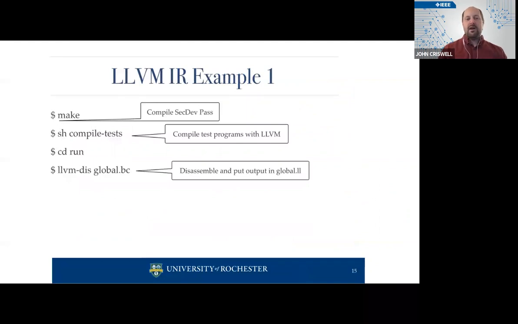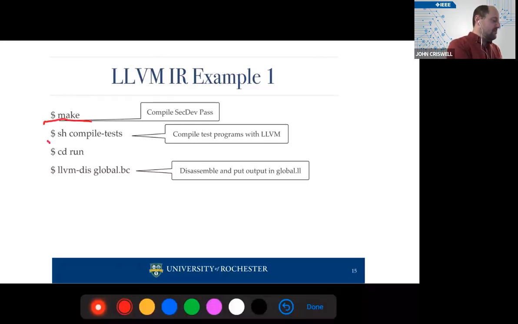All right, so if you have your virtual machine ready, let's do a little example here. If you go into your virtual machine, into, I believe, the source directory, you can type make. Make is going to compile the secdev pass. We have a skeleton pass that we're going to show you how to modify later when we talk about how to write an LLVM pass. So make is going to compile that. Then after you run make, you can run sh compile tests.